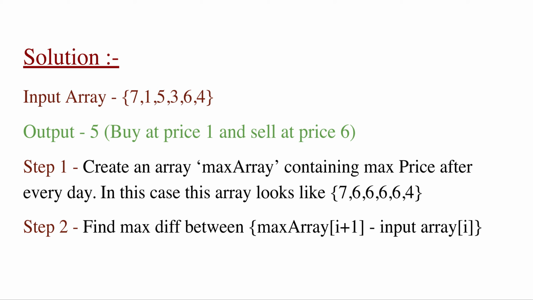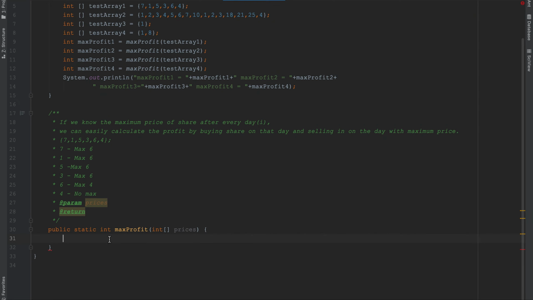This approach will look very easy when I take you through the code. There I have explained each and every step in detail. So let's now jump onto the code. The main job here is to implement this max profit method. It takes an input argument which is an array, and this array contains the price of share on different days.